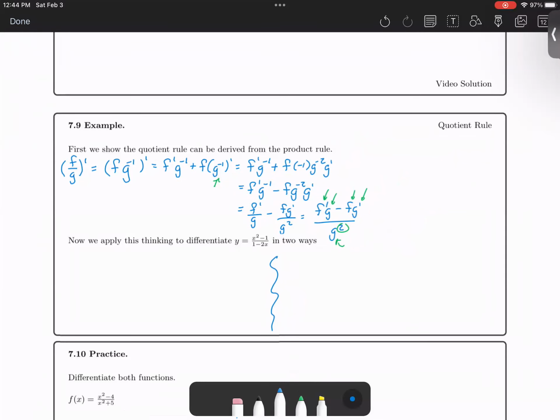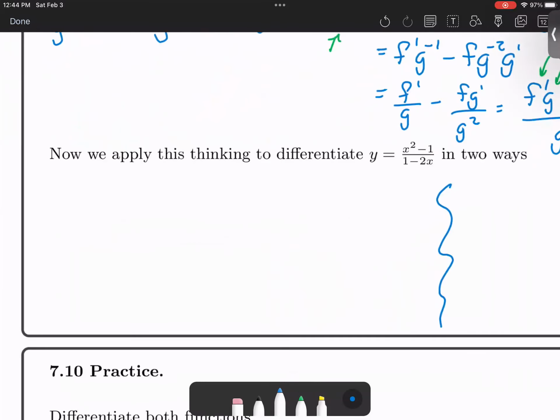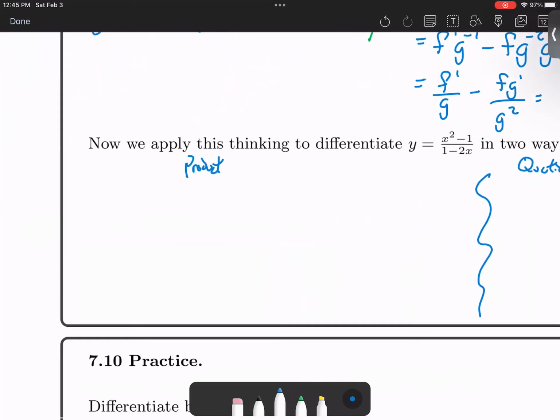All right, so let's apply this. Let's differentiate the rational function x squared minus 1 divided by 1 minus 2x in two ways. We're going to do our quotient rule over here. And here we're going to use the product rule. So differentiating this, we first have to rewrite it. y is equal to x squared minus 1 times 1 minus 2x to the minus 1.